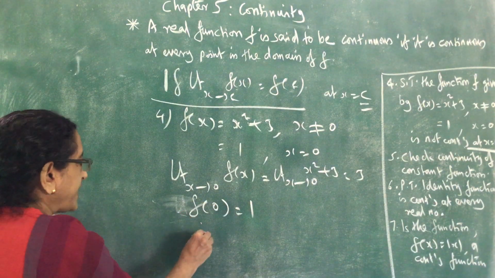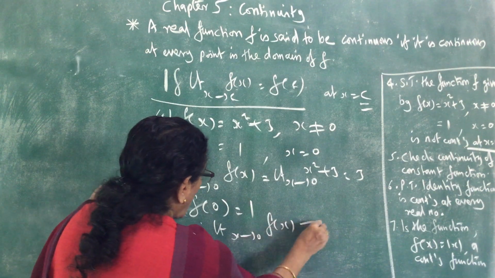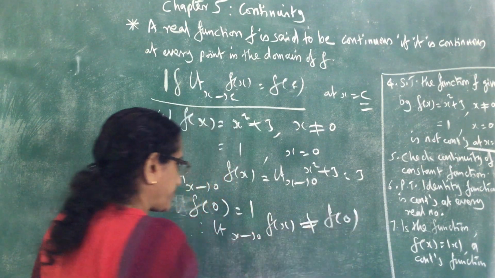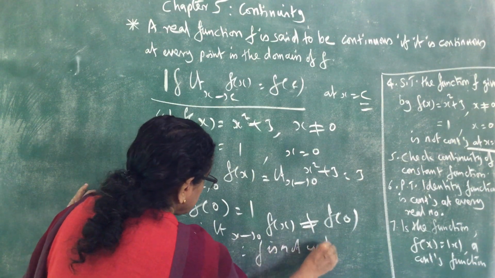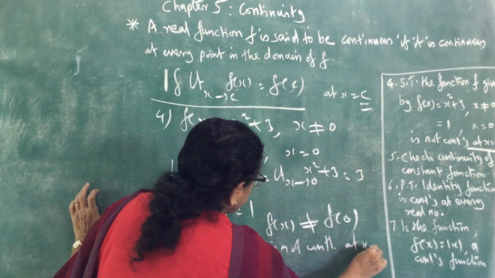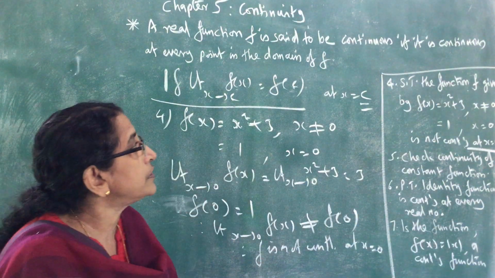Therefore, we have to write limit x tends to 0 f of x is not equal to f of 0. Therefore, f is not continuous at x equal to 0. So the function is not continuous at x equal to 0. Now next one.